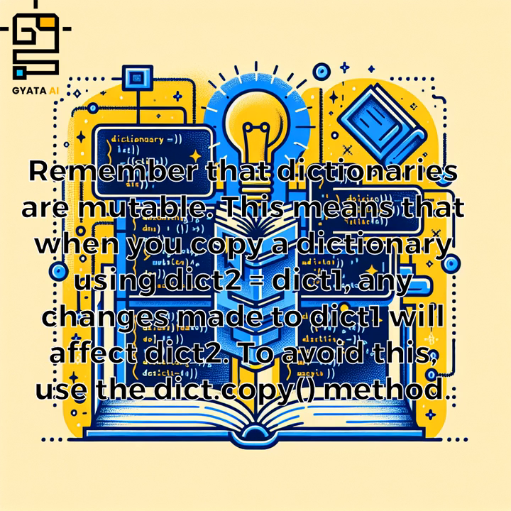Remember that dictionaries are mutable. This means that when you copy a dictionary using dict2 = dict1, any changes made to dict1 will affect dict2. To avoid this, use the dict.copy method.